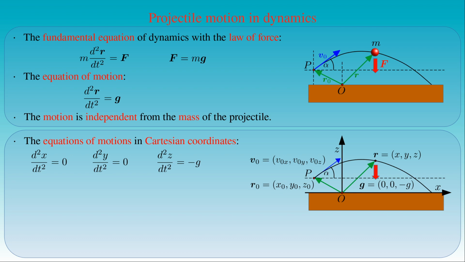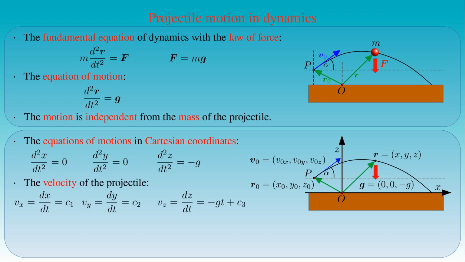By integrating these differential equations, we obtain that the x-component of the velocity v of the moving body, that is the derivative of the x-coordinate with respect to the time t, is equal to a constant c1. Similarly, the y-component of the velocity v, that is the derivative of the y-coordinate with respect to the time t, is equal to a constant c2. The z-component of the velocity v, that is the derivative of the z-coordinate with respect to the time t, is equal to minus the gravitational acceleration g times the time t, plus a constant c3. Here the constants c1, c2 and c3 are arbitrary integration constants.